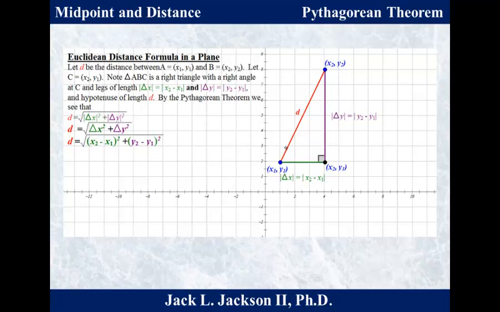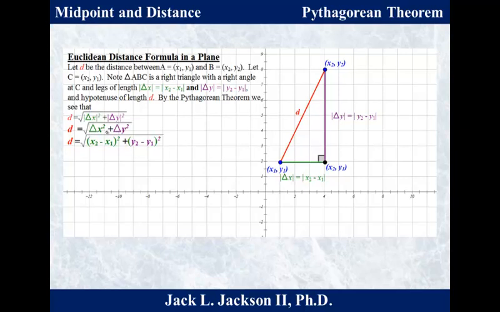Well, by the Pythagorean theorem, the absolute value of delta x squared plus the absolute value of delta y squared equals d squared. Solving for d, we get d as the square root of the absolute value of delta x squared plus the absolute value of delta y squared. Now it turns out here we don't have to worry about the absolute values, because whether delta x is positive or negative, when you square it you're going to get the same thing. So we can drop the absolute values, and so here's basically our distance formula. d is the square root of delta x squared plus delta y squared. Of course, delta x, by that we mean x2 minus x1, and delta y we mean y2 minus y1.